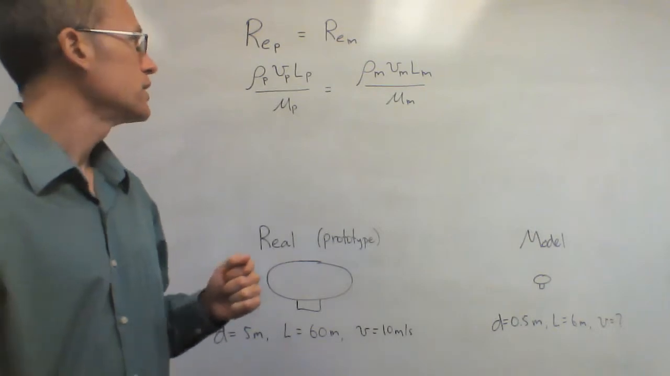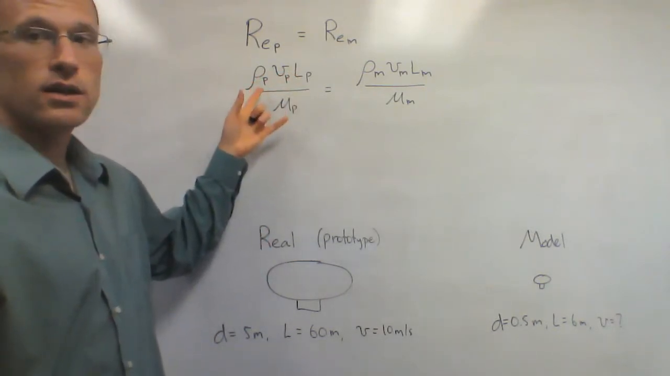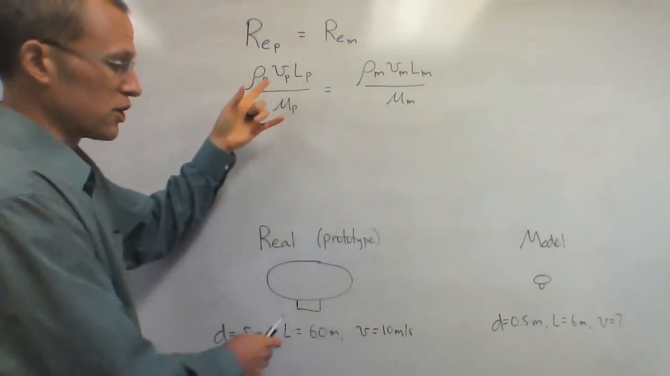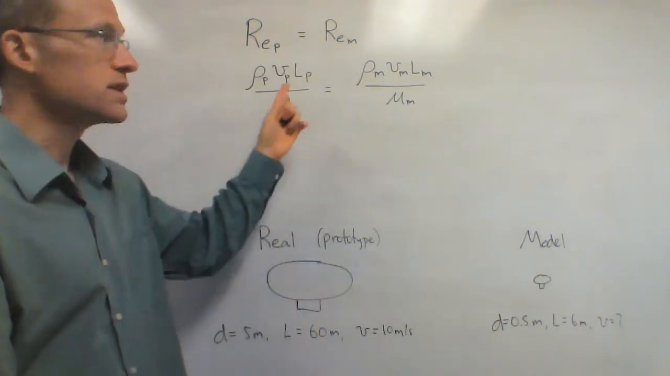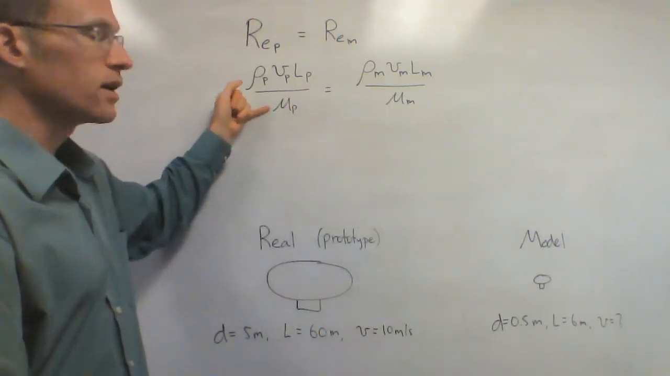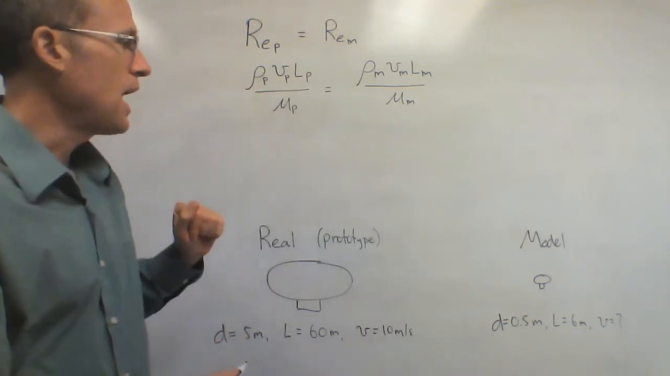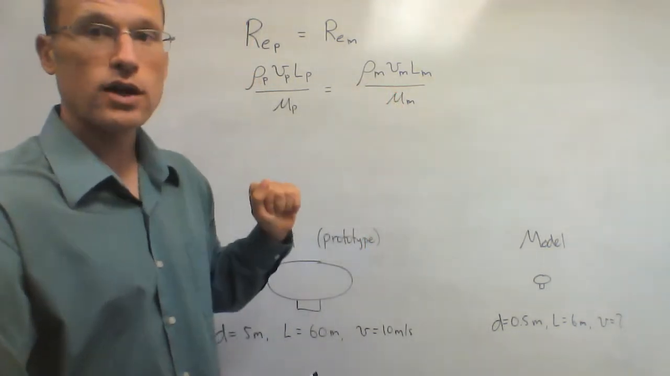And so Reynolds number is density times velocity times a length. So for my prototype, density of whatever air it's going to be in, velocity, that'll be the 10 meters per second. Length, it doesn't really matter if I use length or diameter, as long as I use the same one for both. And then viscosity, again, whatever the air viscosity is that I'm going to be flying my blimp in. And then when it comes to my model, that's where I need to figure out what my velocity is.